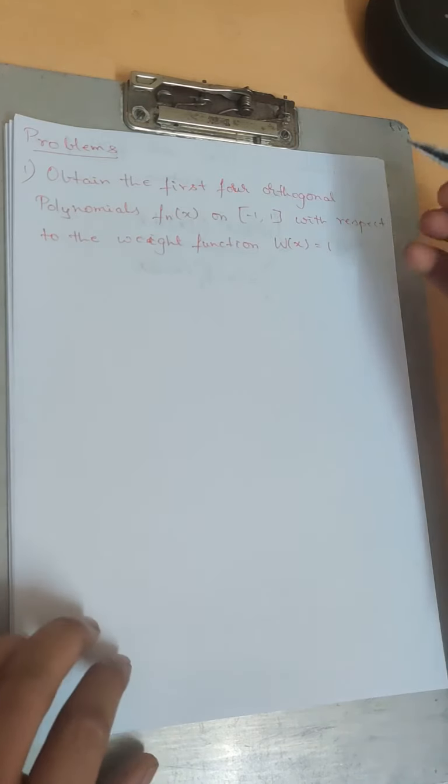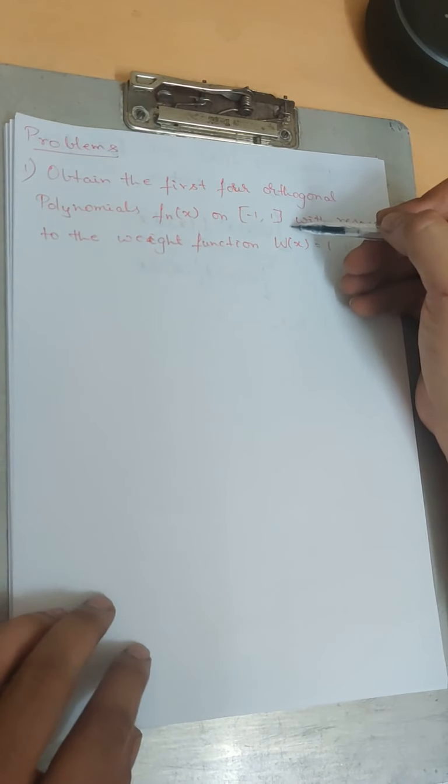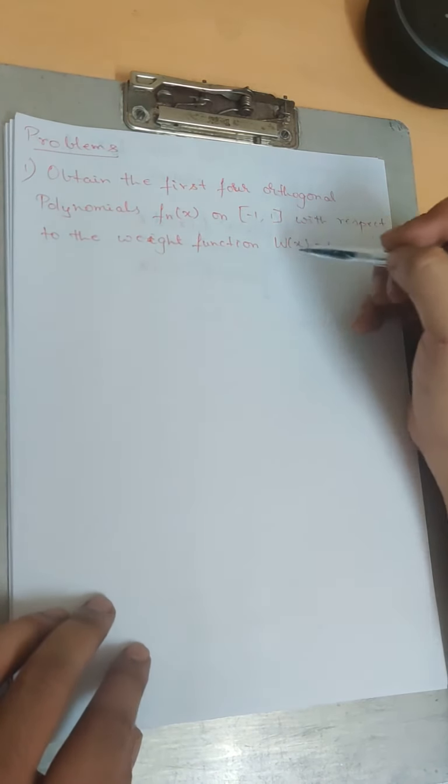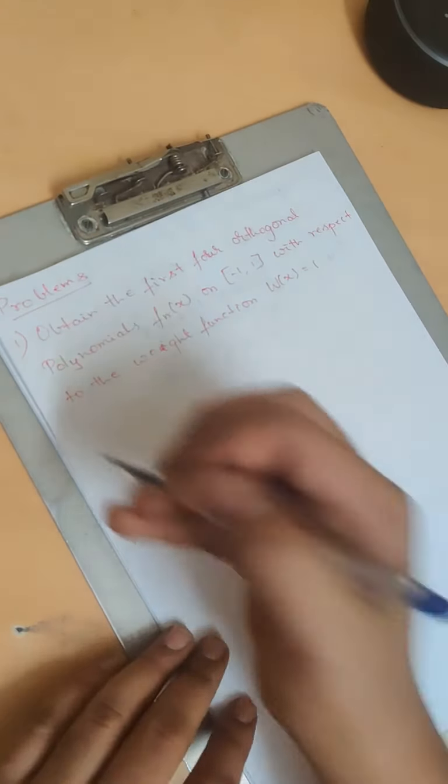In the previous video we had studied the Gram-Schmidt orthogonalizing process. So we'll be studying problems on this. The first one is: obtain the first four orthogonal polynomials f_n of x on the interval minus 1 comma 1 with respect to the weight function w of x is equal to 1. So, solution.